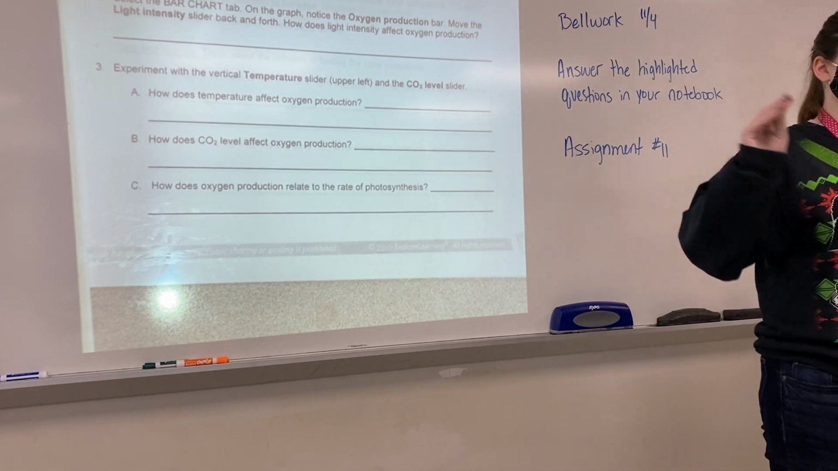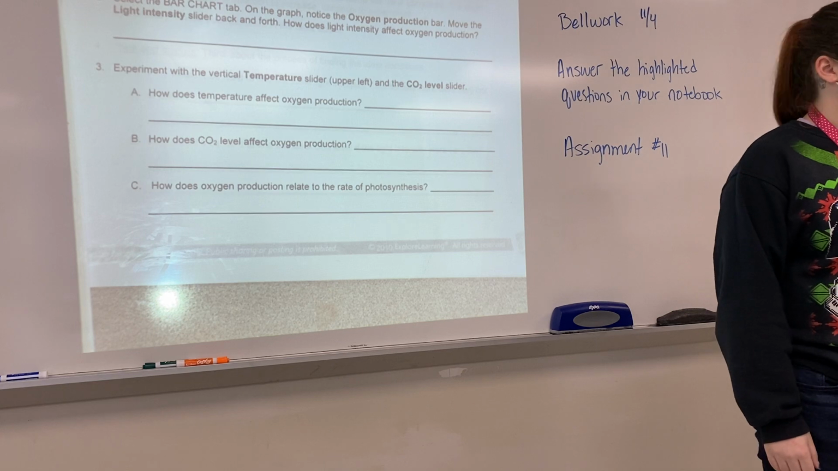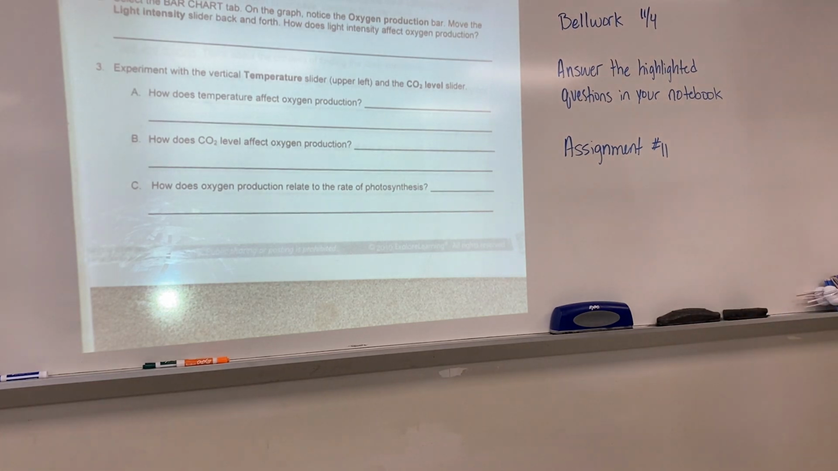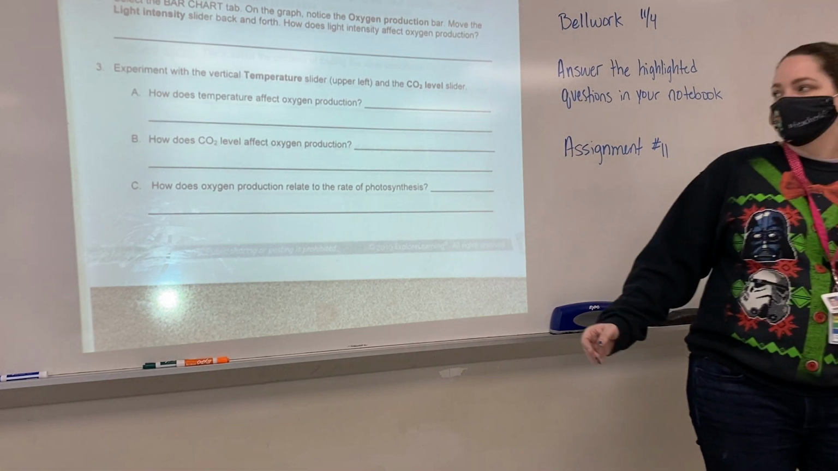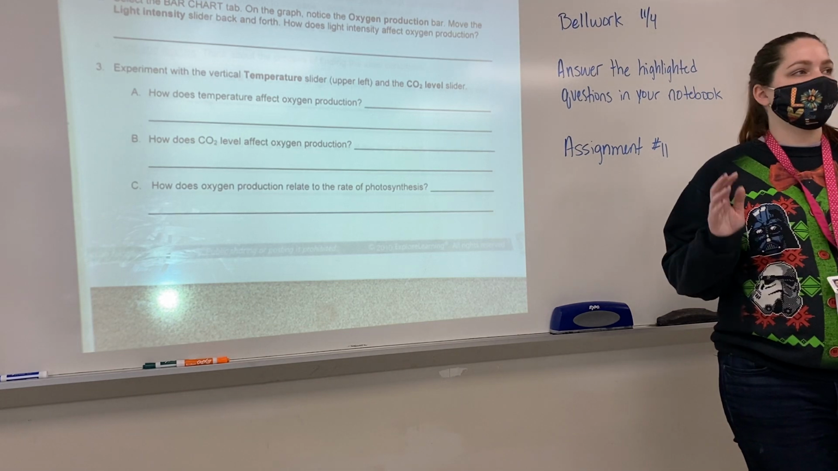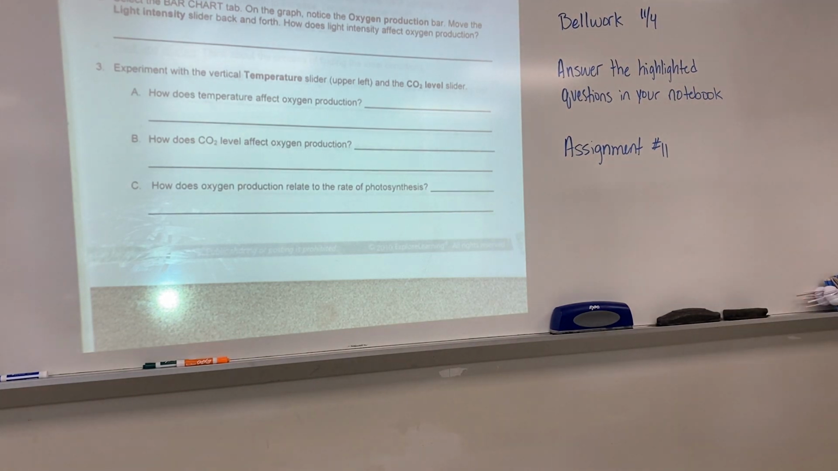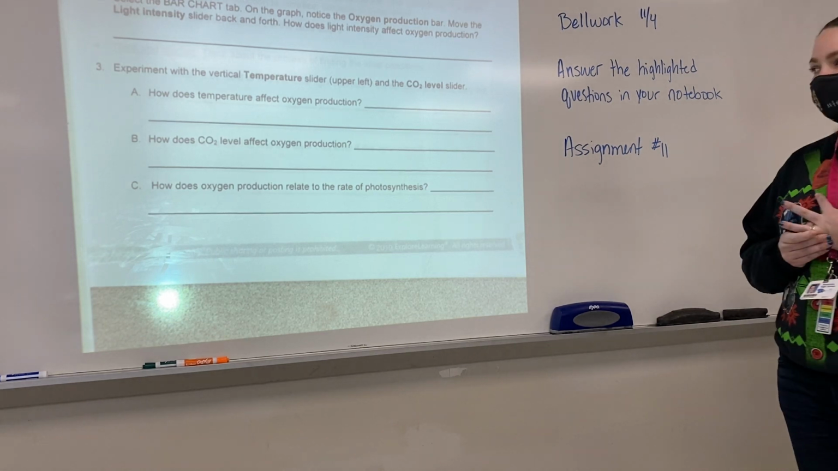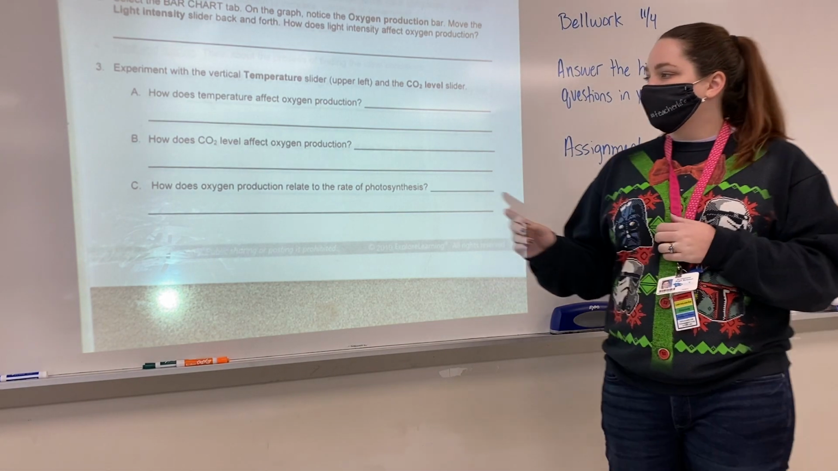It's when we cranked it all the way up? It won't produce anything at all either. So again, your extremes, so either too much CO2 or not enough CO2, it will not produce any oxygen. So you need a happy medium of your temperature and your CO2 in order for production of oxygen. Very good.